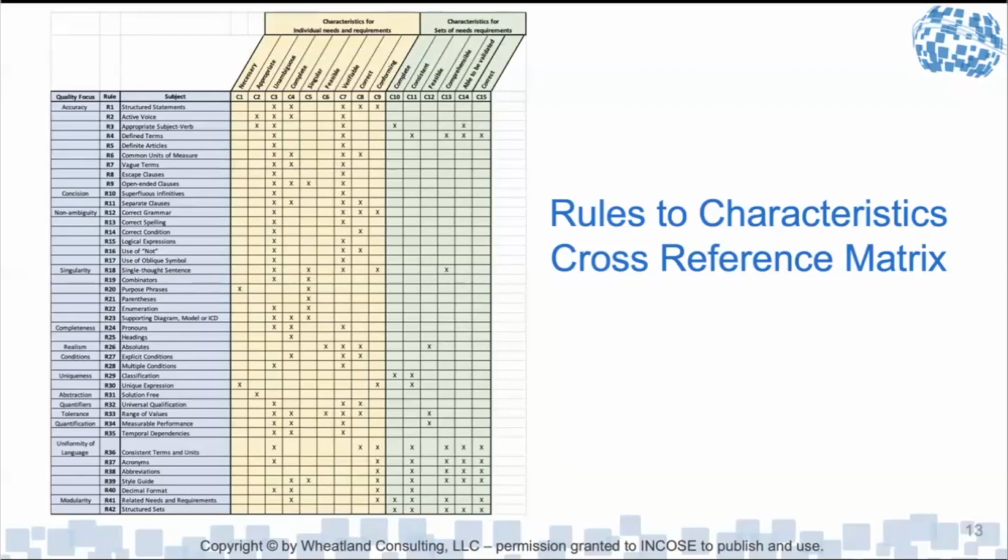In the past versions of the guide, we actually had a section for each rule traced to the characteristics it supported, but now we have summarized all that into a table. It's included in the summary sheet. So you can see all the different rules and then how they contribute to the different characteristics.